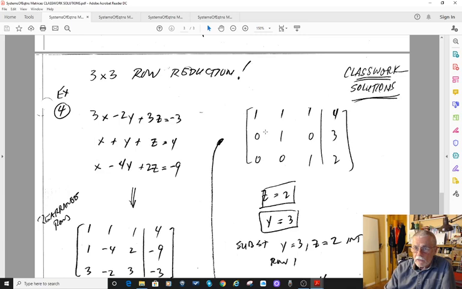So again, here we go. The main diagonal is all 1s. Everything below it is 0s. All the other stuff is something else.